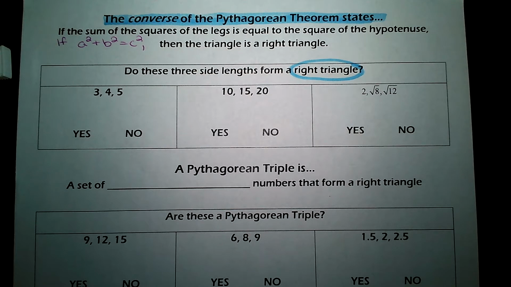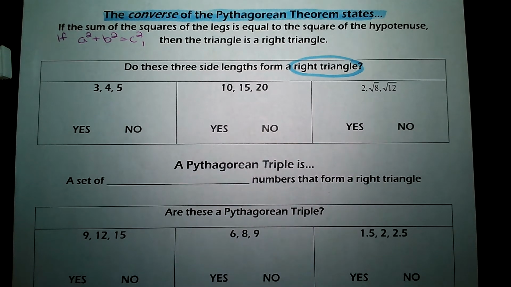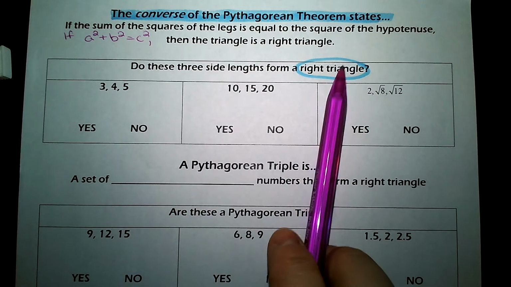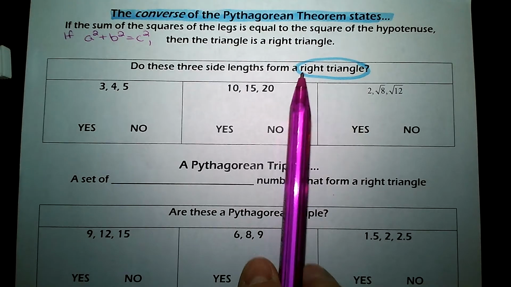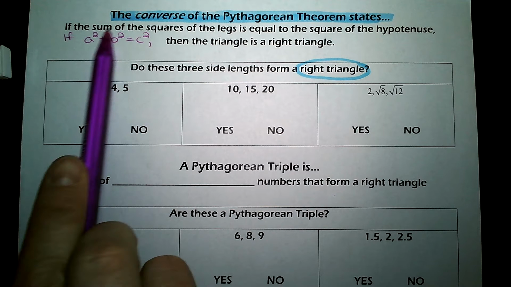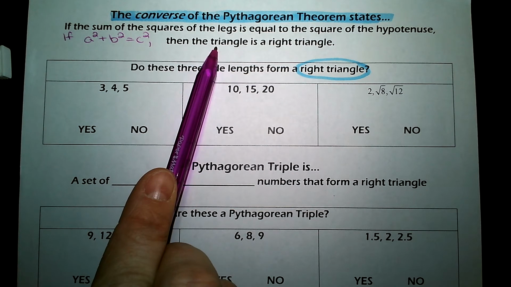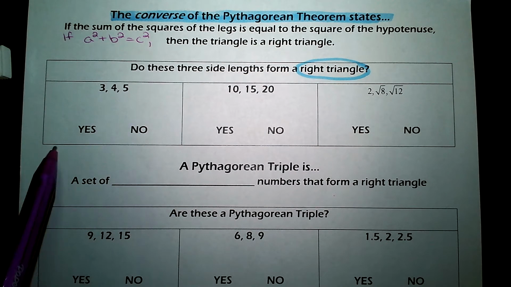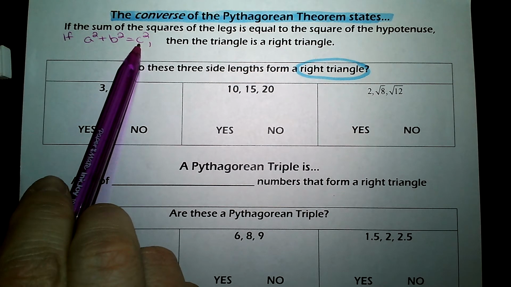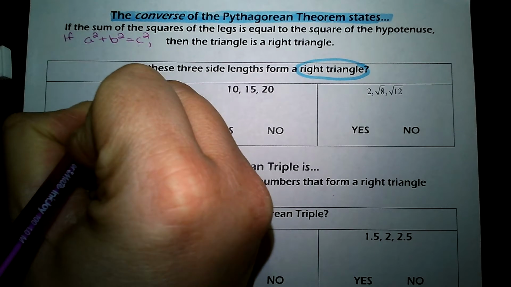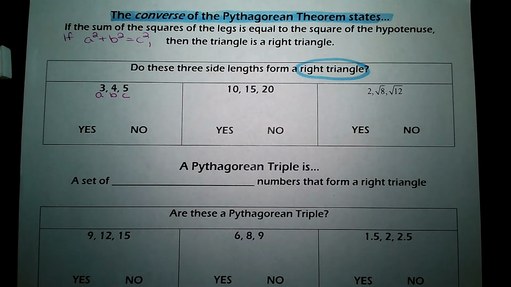So here I've got three different examples. I've already measured the three sides of a triangle, and I am trying to decide, are these three lengths that form a right triangle? So here we are back to the Pythagorean theorem. If this theorem holds true, if this works, then it is a right triangle. All right, so remember, a squared, b squared, c squared. C is always the hypotenuse. So this is going to be your longest side. So when I'm looking at my measurements here, I might want to label a, b, and c before I put them in the theorem. C has to be the longest side.